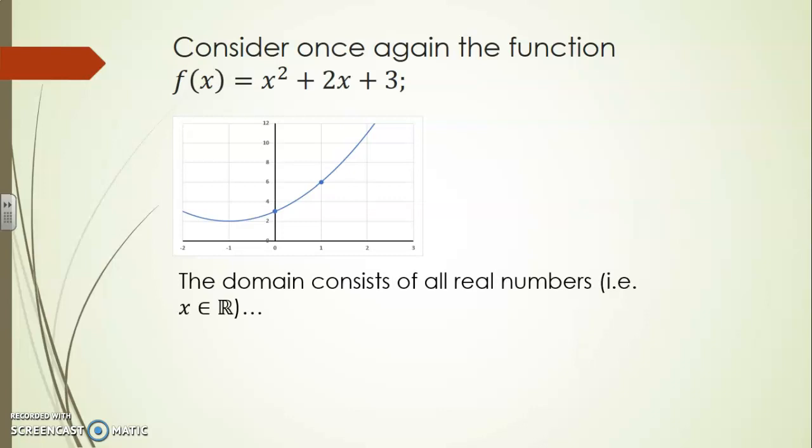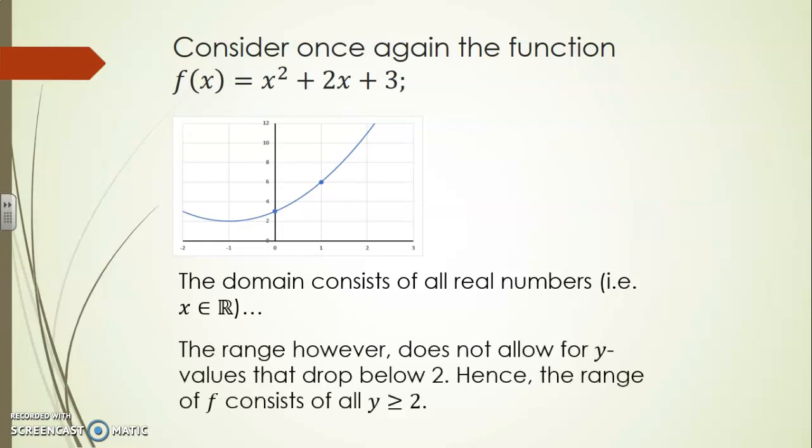Now there is no division by 0 in the function that is presented. There are no even roots to be afraid of, and there is no logarithm taking place, so the domain consists of all real numbers. However, notice how the range does not allow for y values that go below 2. So the coordinate point minus 1, 2 is actually the lowest point on the curve. So the range consists of all y values that are 2 or more.